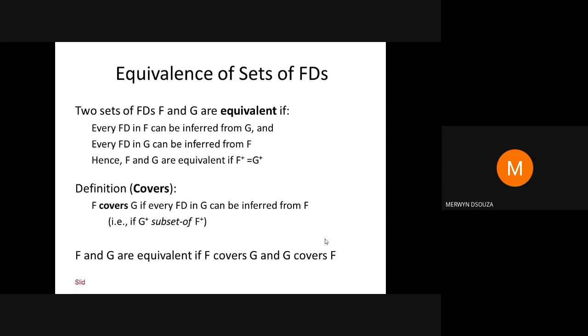There's another definition, for covers. We can define covers as: F covers G if every functional dependency in G can be inferred from F, that is, if the closure of G is a subset of F closure. As I've already mentioned in the definition, F and G are equivalent if F covers G and G covers F. So basically, what are equivalent sets of functional dependencies? Let's see with an example.